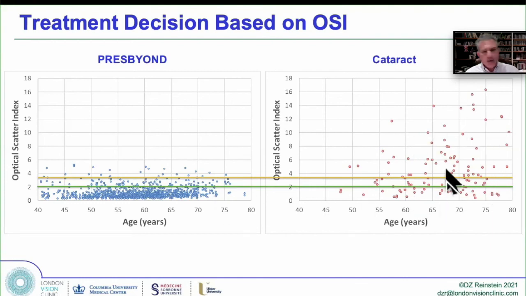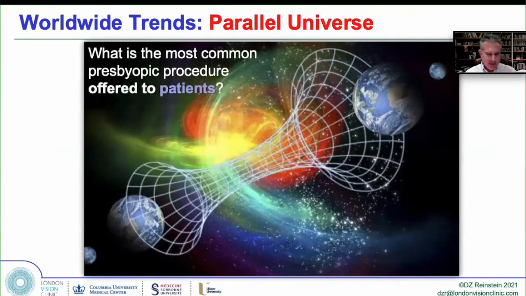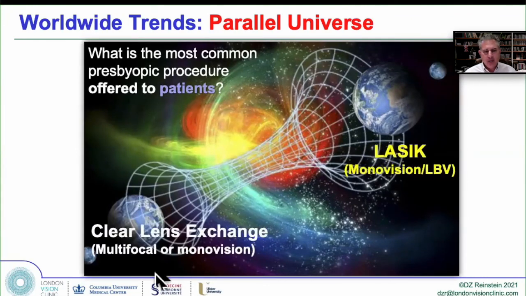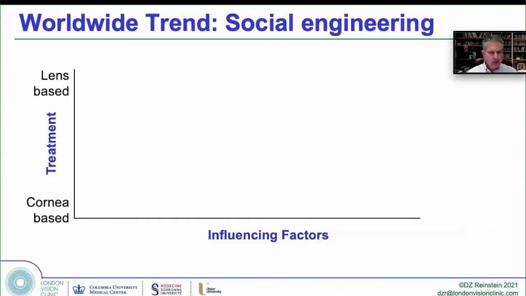So what are the trends? Well, the most common presbyopic procedure offered to patients, as you all know, is clear lens exchange. That is the most commonly performed procedure for presbyopes. And monovision LASIK is thought to be not an option: you can't do LASIK in older patients, you're going to get dry eye. There's a lot of folklore around that, and we need to understand how this happens. It happens through a sort of social engineering, through the way our industry advertises.